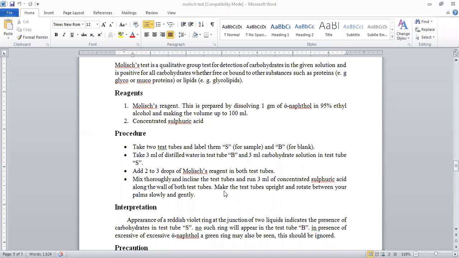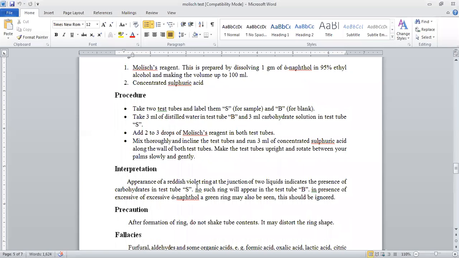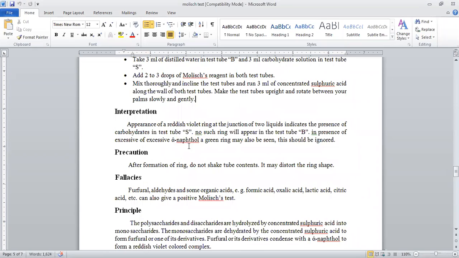Now after adding the concentrated H2SO4 in the test tube, you will observe the formation of a reddish violet ring in the test tube labeled as sample, which is having the carbohydrate. If carbohydrates are present, there will be formation of a reddish violet ring. And in the blank test tube, there are no carbohydrates. There will be formation of a green colored ring.